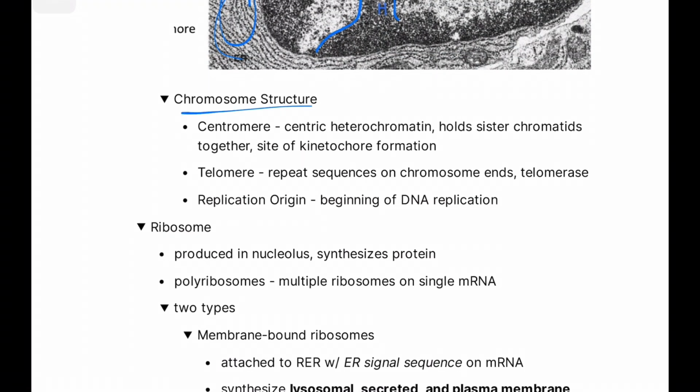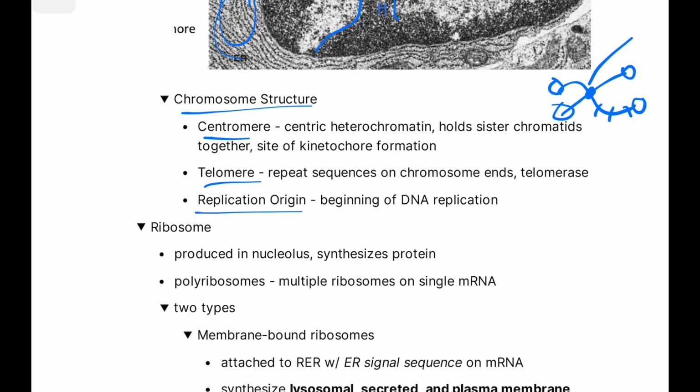For chromosome structure here, we have the centromere, telomere, replication origin. These are all things that you learned in your intro biology classes in undergrad, in high school, right? You have your centromere right here. You have your replication origin. You can have many of them throughout, right? You have your telomeres on the ends of your chromosomes.